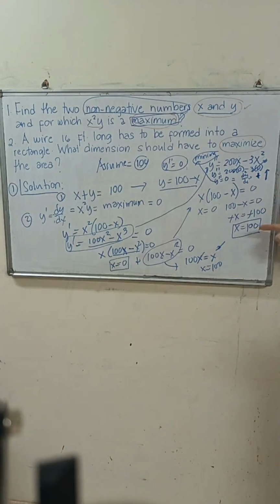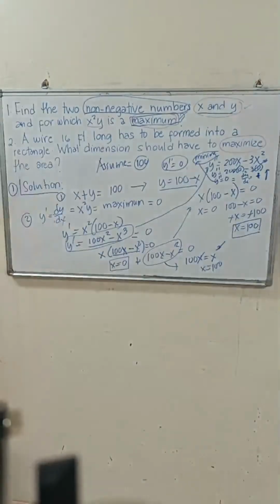How about 100? Substitute it into the second derivative. If we get a negative answer for our second derivative, that is the maxima. That is the answer. So that's why you need to test.